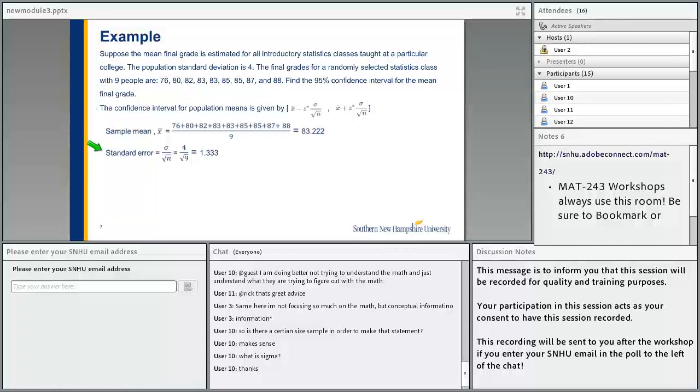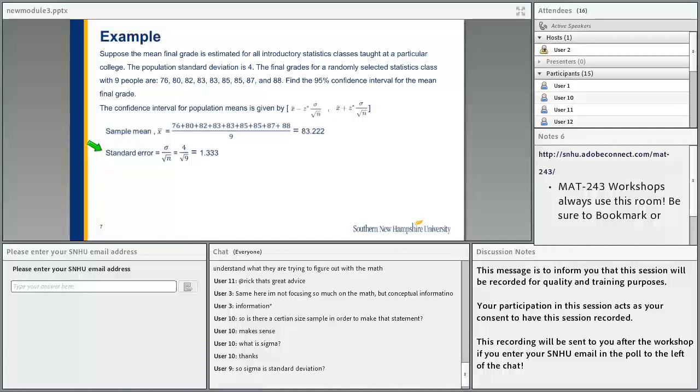Standard error is sigma over square root of n. So sigma is 4 divided by square root of 9. Yes, sigma is the standard deviation of the population.